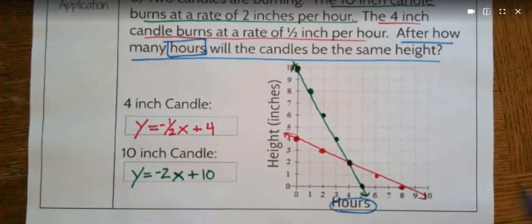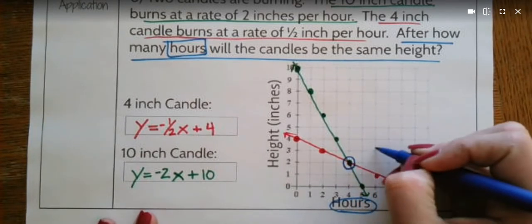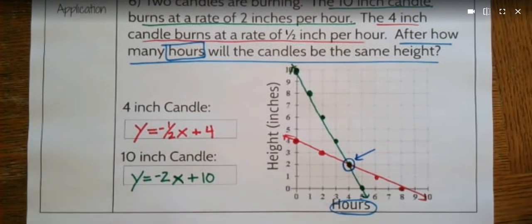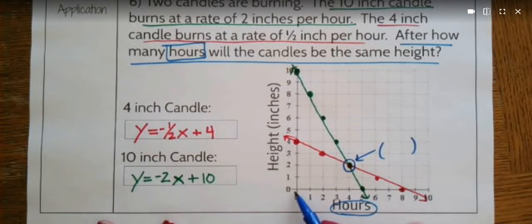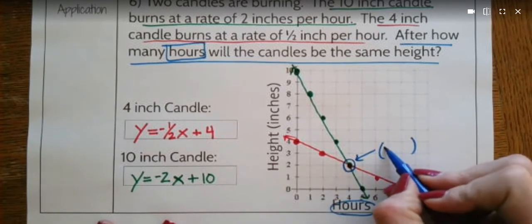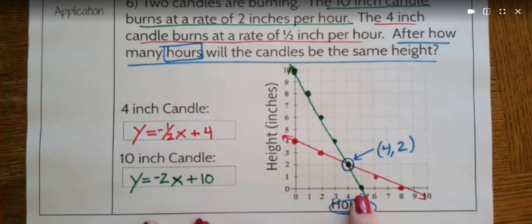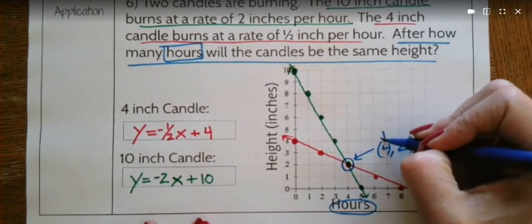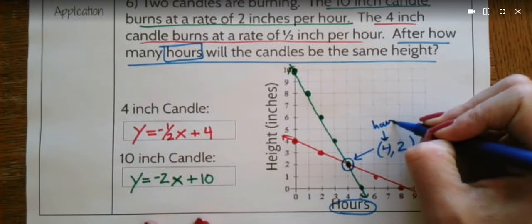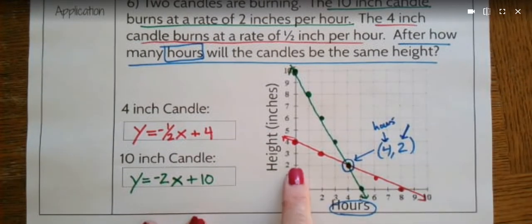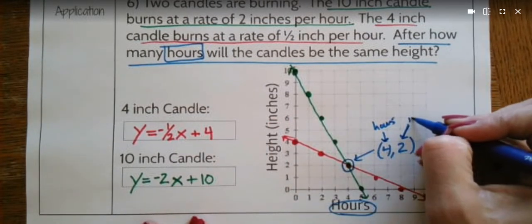Okay, so we can see that where they intersect here, this is when they're going to be the same height. And the point of intersection is here at 4, 2. Now let's look at what that means. The 4 is on the x-axis, right? That is representing hours. And the 2 is on the y-axis. That's representing height in inches.